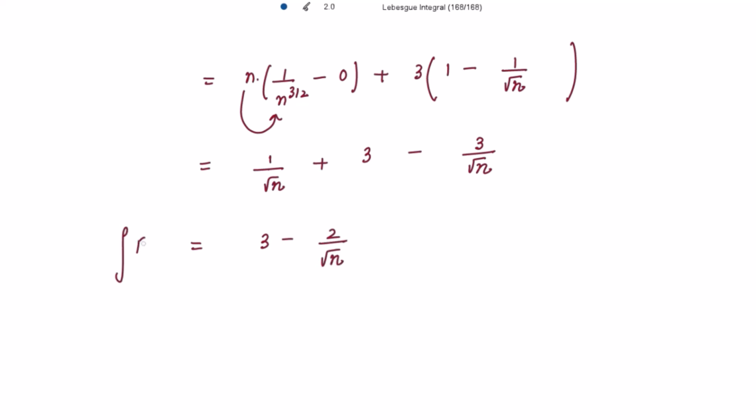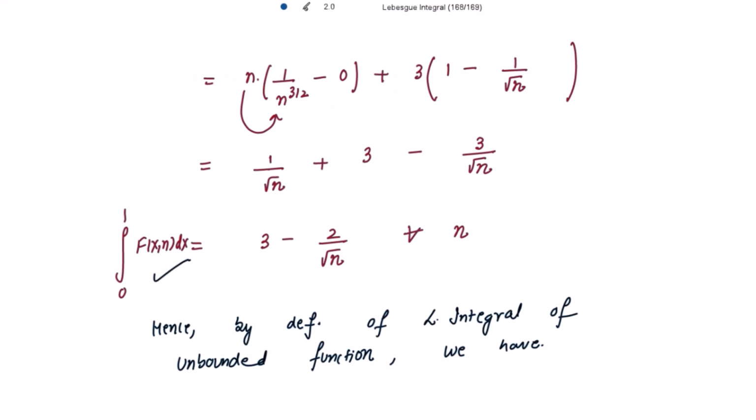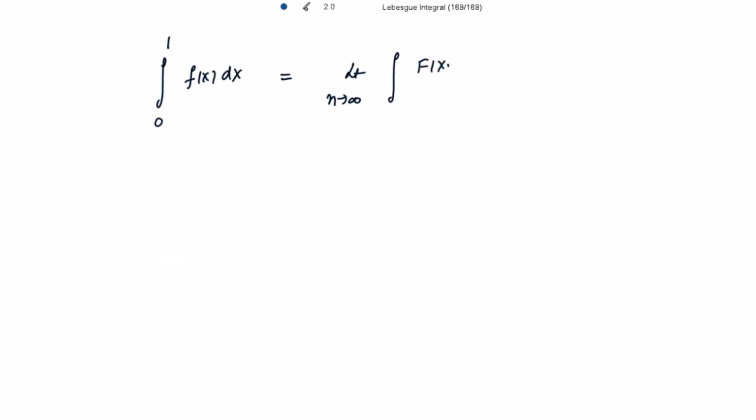And this is the integration of f of x_n from 0 to 1, which is coming out to be finite. And this is for all n, right? So hence, by the definition of Lebesgue integral of an unbounded function, we have the integration of f(x) dx from 0 to 1 equal to the limit as n tends to infinity of the integration of f of x_n dx from 0 to 1.